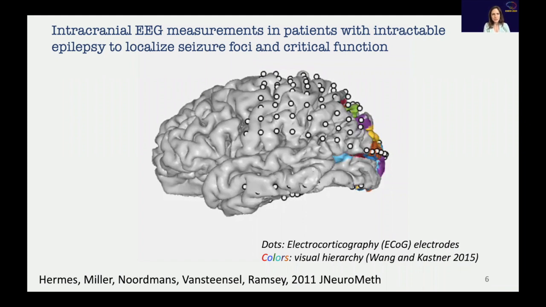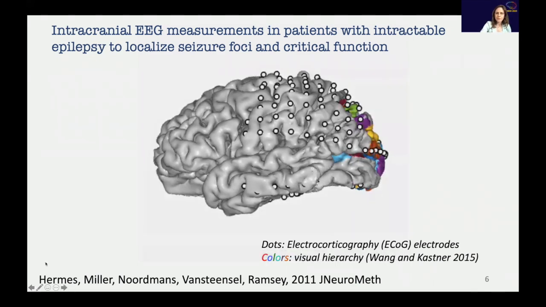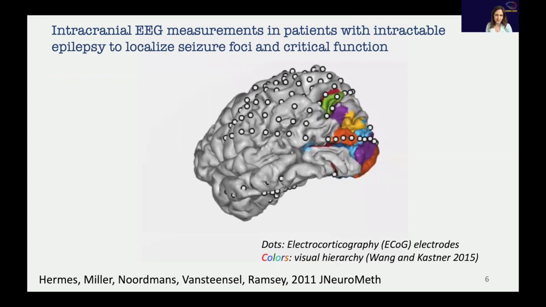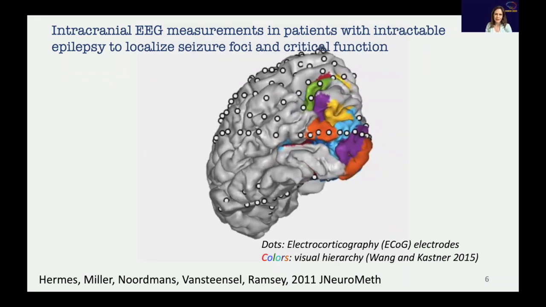So let me first talk for a little bit about intracranial EEG measurements, because we do these measurements in patients with intractable epilepsy, and these electrodes are implanted for the clinical purpose of localizing the seizure foci and also localizing critical brain functions. And here on this picture, you can see a set of electrocorticography ECoG electrodes implanted on the brain surface in these white dots. And you can see that these electrodes are implanted in a large number of regions because the seizure focus is generally a small area.